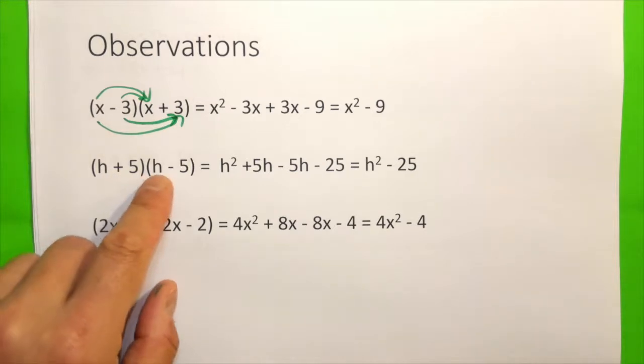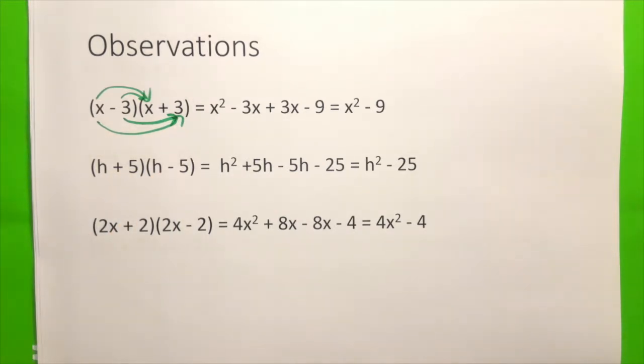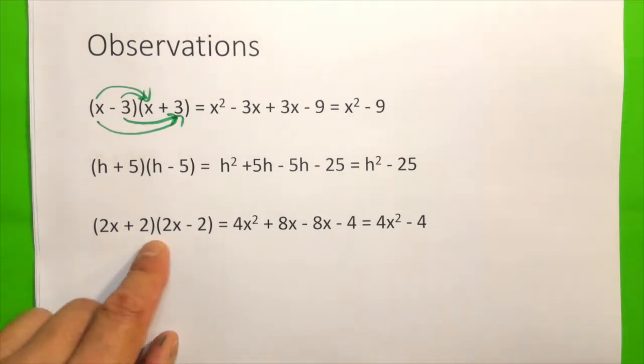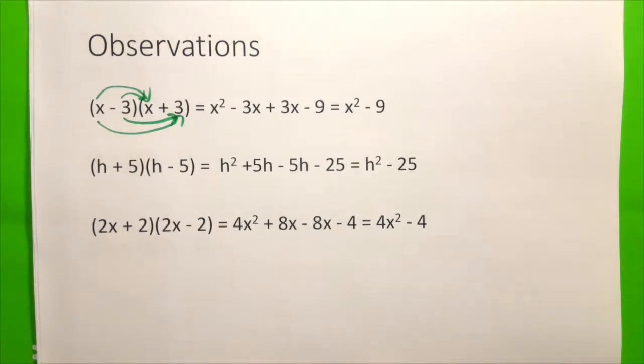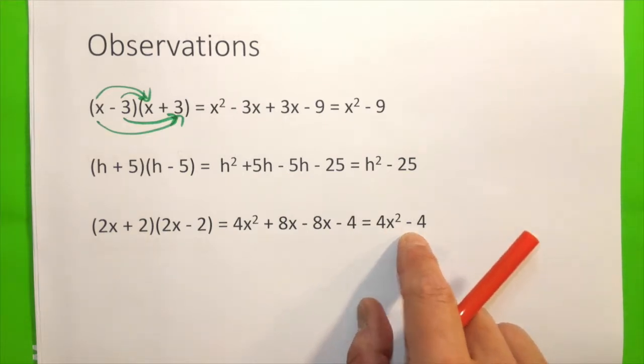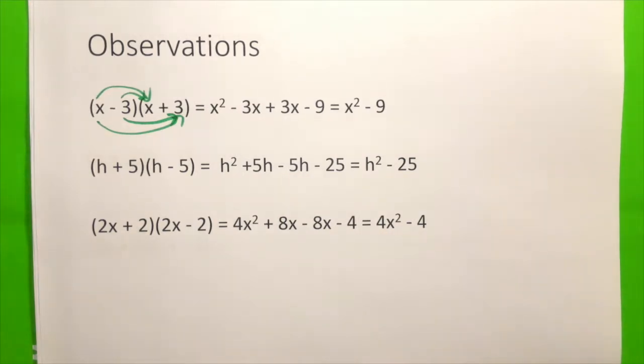Similarly, for (h + 5) times (h - 5), we worked out h squared minus 25. What about this? (2x + 2) into (2x - 2). The answer is 4x squared minus 4.